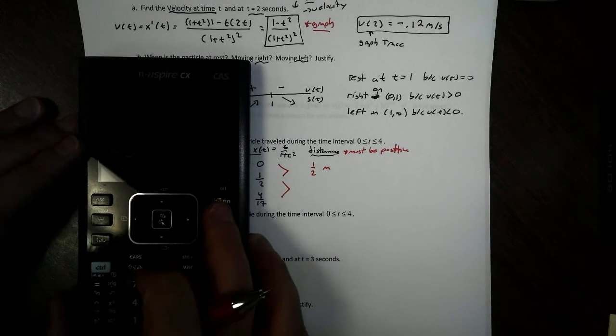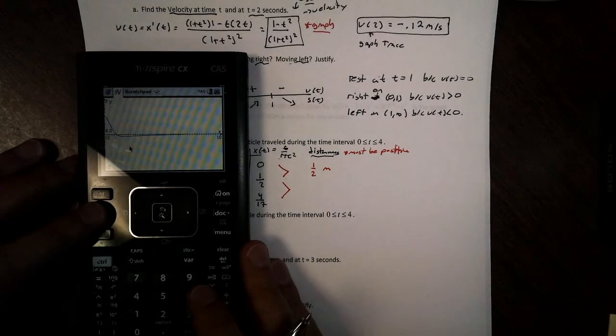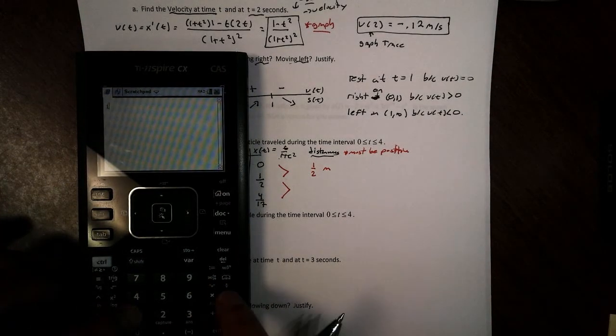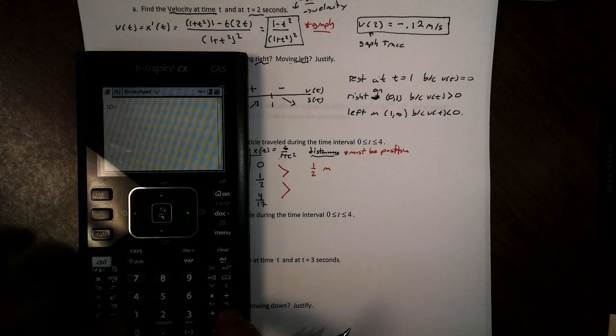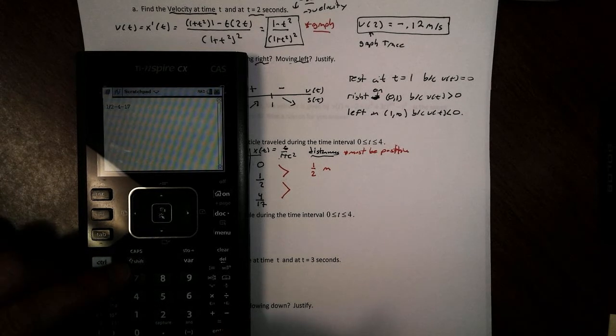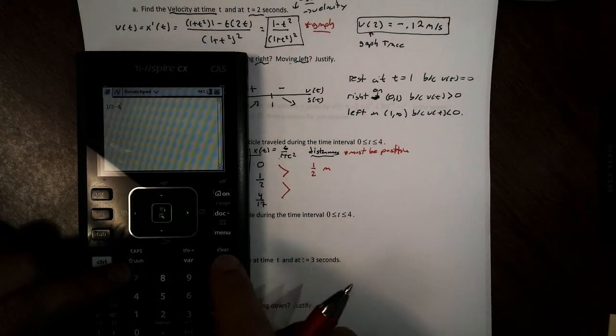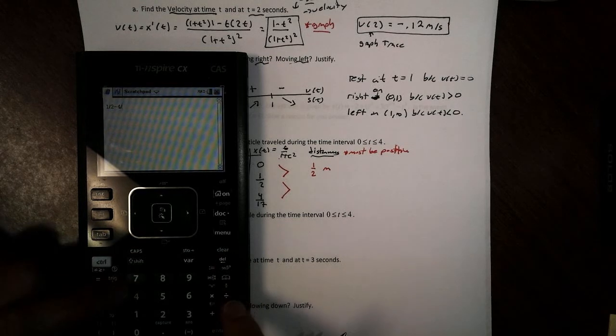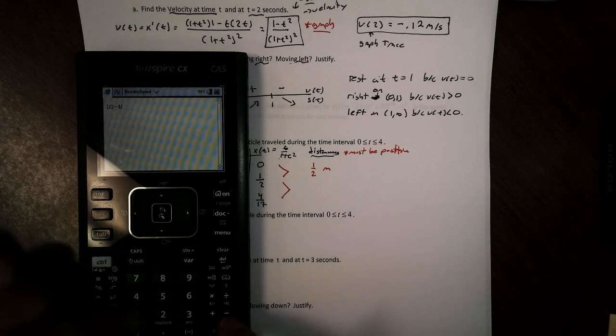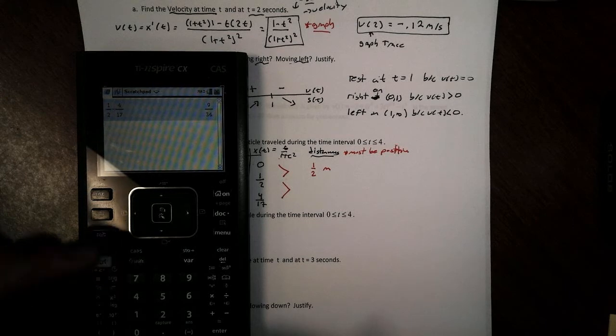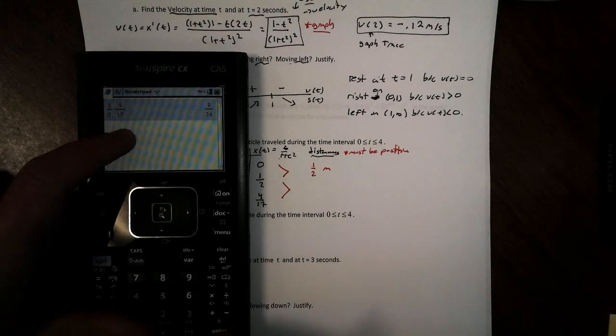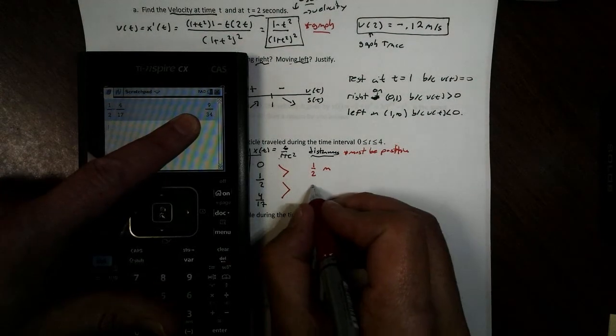If I can get the distance, I'm going to subtract them. So if I go to my home screen, I'll take 1/2 minus 4 over 17. You might be asking, why didn't you do 4 over 17 minus 1/2? I just want to show you something. So I get 9 over 34. I know it's got to be positive, so I just get the 9 over 34. That's all I really want.